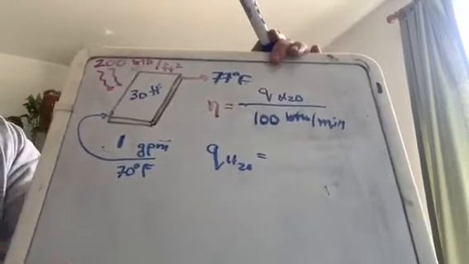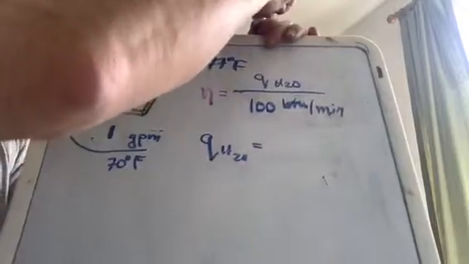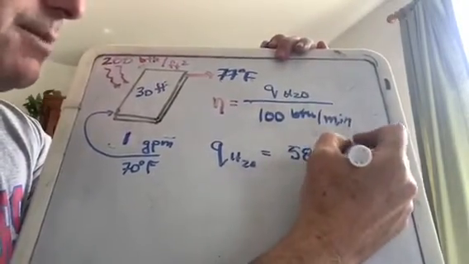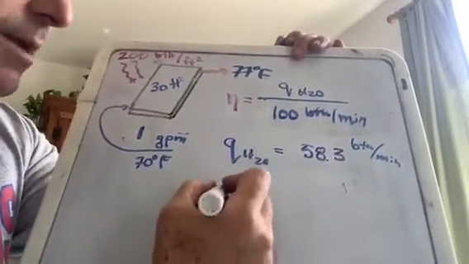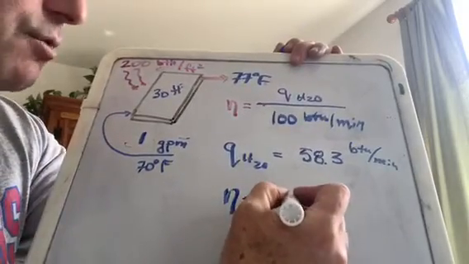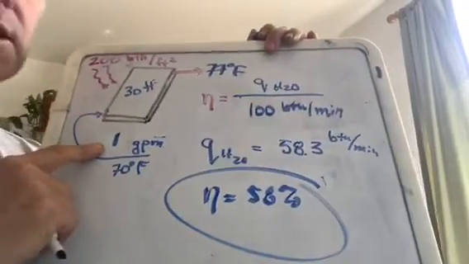Okay, I got 58.3 BTUs going to the water. And that's BTUs by the minute, by the way. This incident radiation was still the same, and we get an efficiency of 58%. So a tremendous improvement in efficiency just due to making this water go faster.